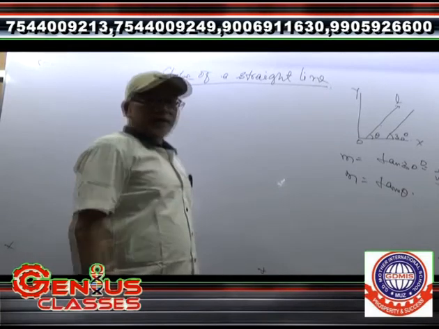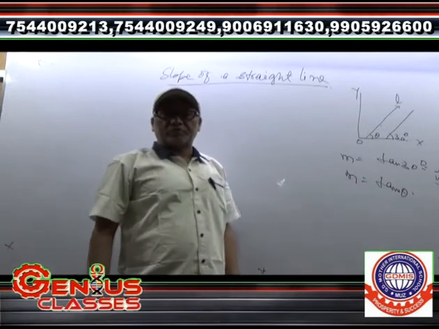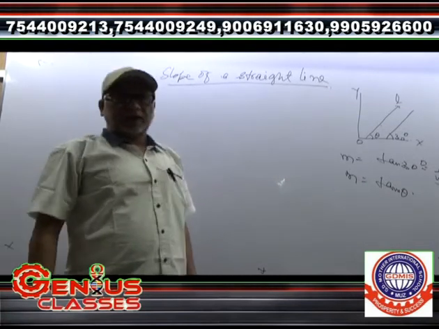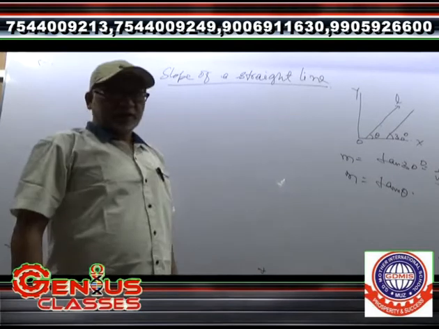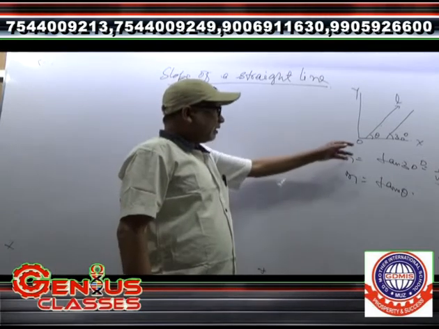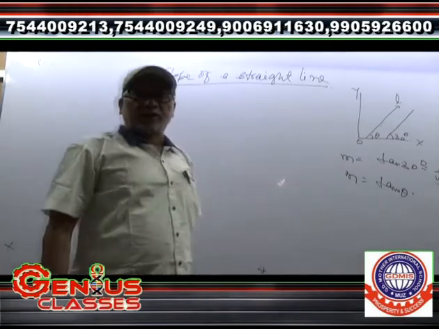So we can find the gradient, we can find the slope of any straight line in two different ways. The first case is in terms of angle and the second is in terms of coordinates.